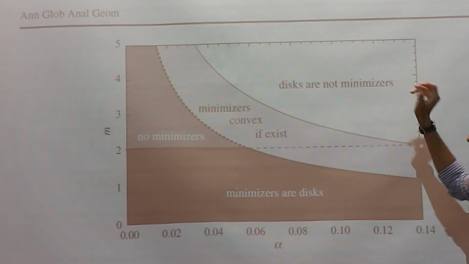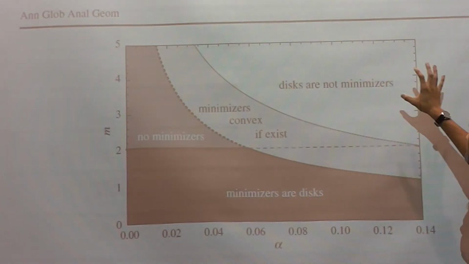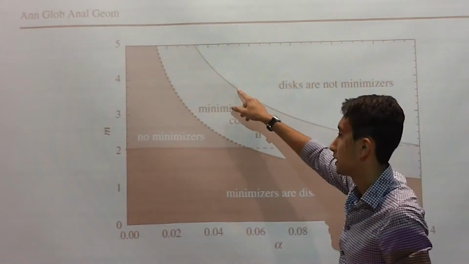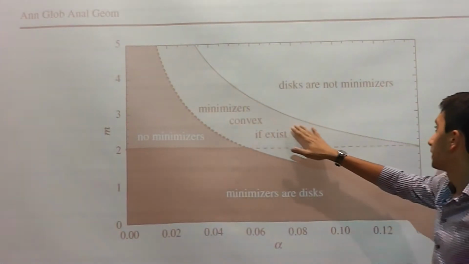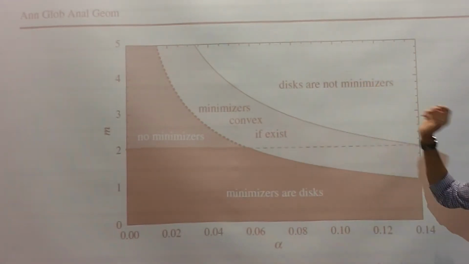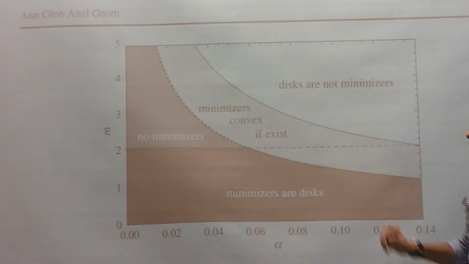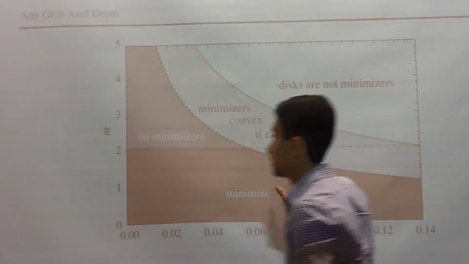So we have this big picture now. We did some extra stuff and we actually got some more information. So here's the curve. I was drawing that wrong. Above this curve, we know that a disk cannot be a minimizer. I think I called it MC1, right? So above this, you can't have a disk that's a minimizer. And let me show you.